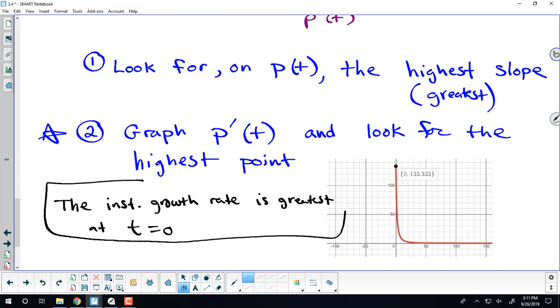By the time the exam rolls around, you would be able to find this without having to graph it. It's just for now we have to graph. Does anyone have any questions on that?